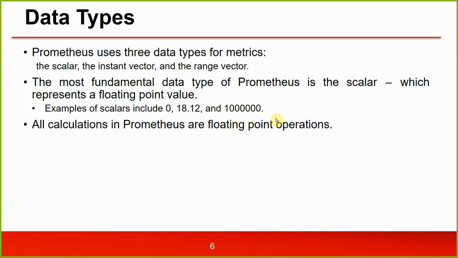What are the data types in Prometheus? Prometheus uses 3 data types of metrics: scalar, instant vector, and range vector. The most fundamental data type of Prometheus is the scalar, which represents a floating point value. For example, the scalars include value 0 or 18.12 or this value. All calculations on Prometheus are floating point operations.